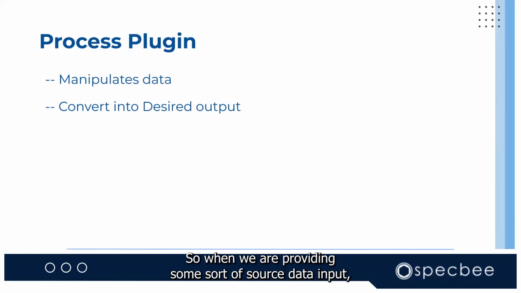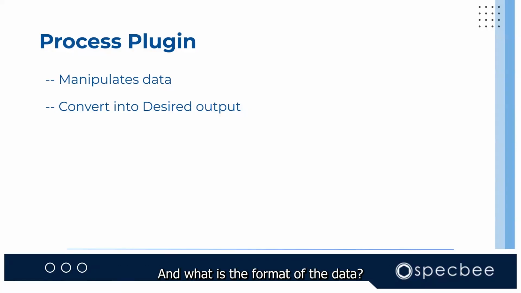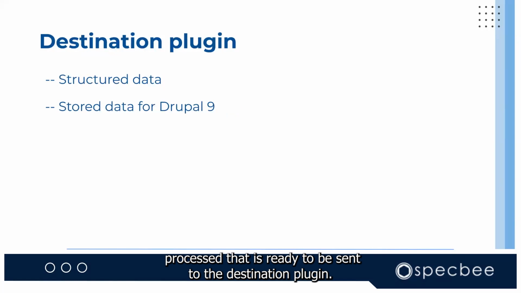Now let's talk more about the process plugin. What is process? When we are providing some sort of source data to Drupal, Drupal does not exactly understand how that data should be handled, in which manner. I mean, should it be stored in a node, should it be stored in some other entity, and what is the format of that data. Process does that. Process manipulates that source data and sets it according to Drupal's needs. Once the data is processed, it is ready to be sent to the destination plugin.